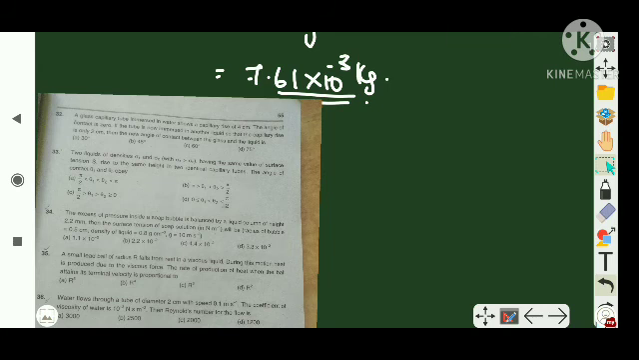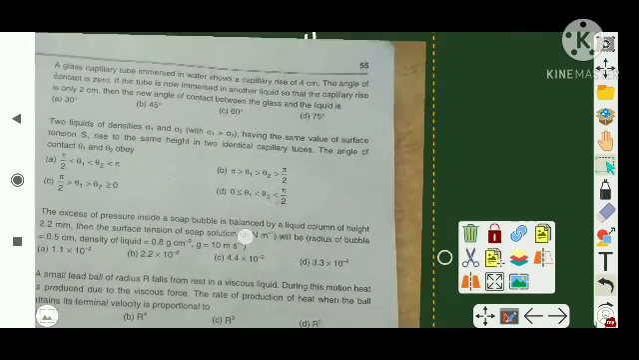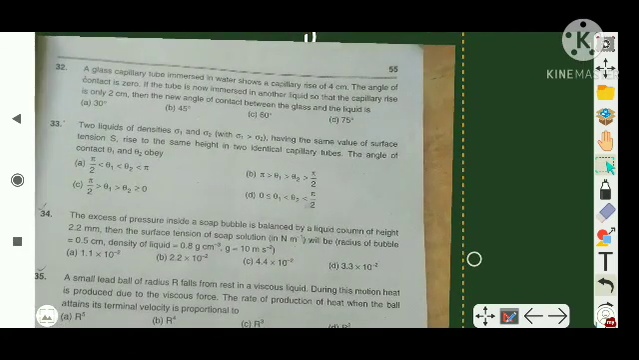Okay, question 32. A glass capillary tube immersed in water shows a capillary rise of 4 centimeter. The angle of contact is given as 0, that means it is water. If the tube is now immersed in another liquid so that the capillary rise is only 2 centimeter, then the new angle of contact between the glass and the liquid is.